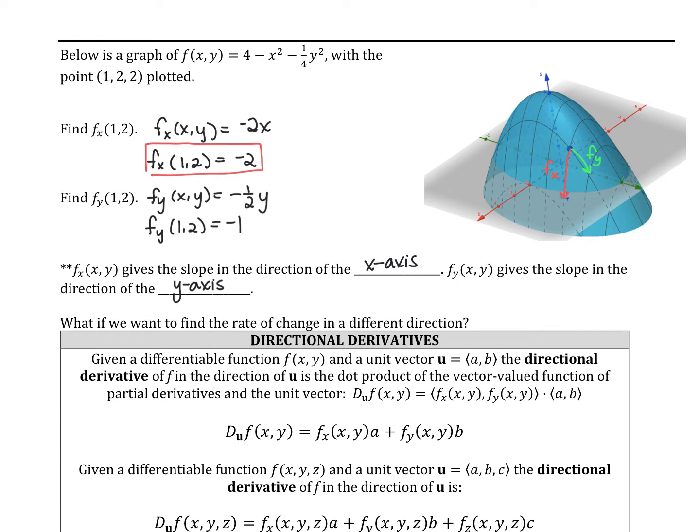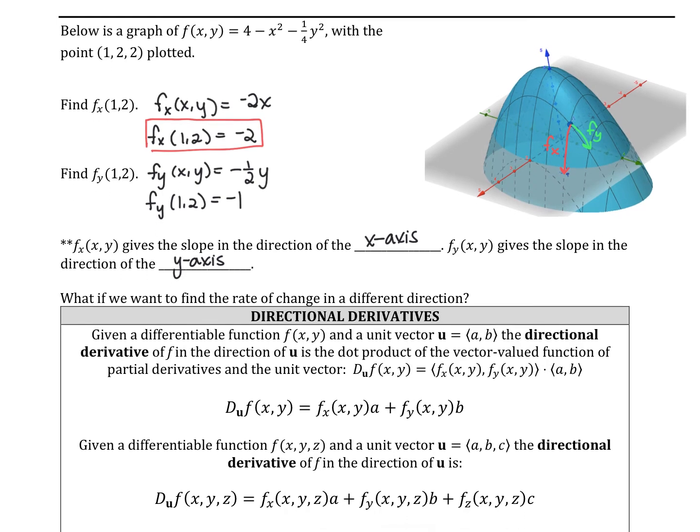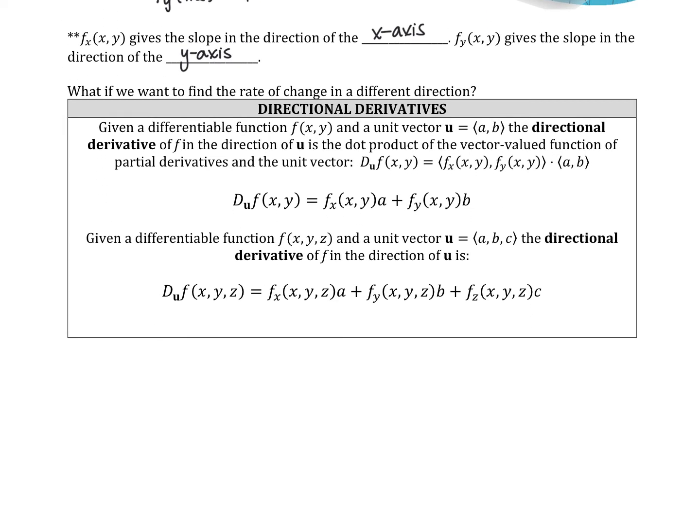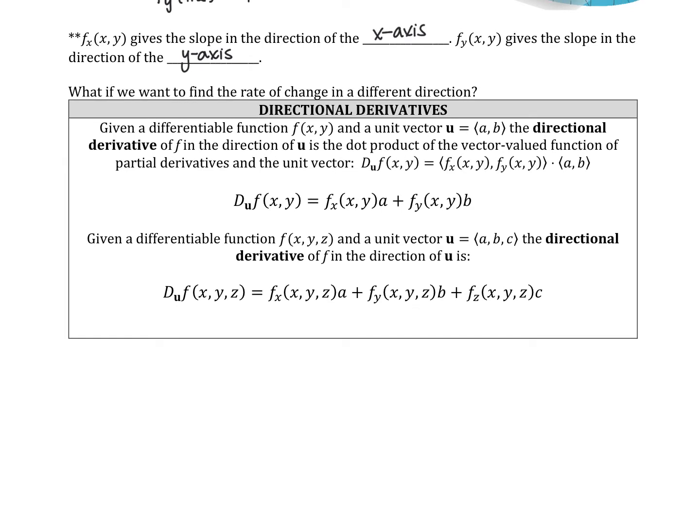Great. But what if we want to find the slope or the rate of change in any direction? Well, that's where the idea of directional derivatives comes from. A directional derivative gives us the slope in any direction. Given a differentiable function and a unit vector, that's important, it's a unit vector. A unit vector, remember, means the magnitude is 1.